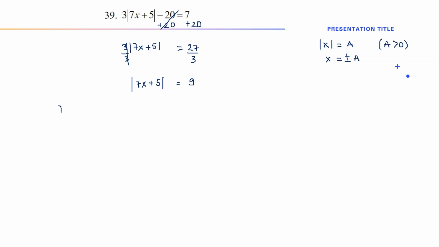Now we set 7x plus 5 equal 9 or 7x plus 5 equal negative 9. So we minus 5 on both sides. We have 7x equal 4. x equal 4 over 7.